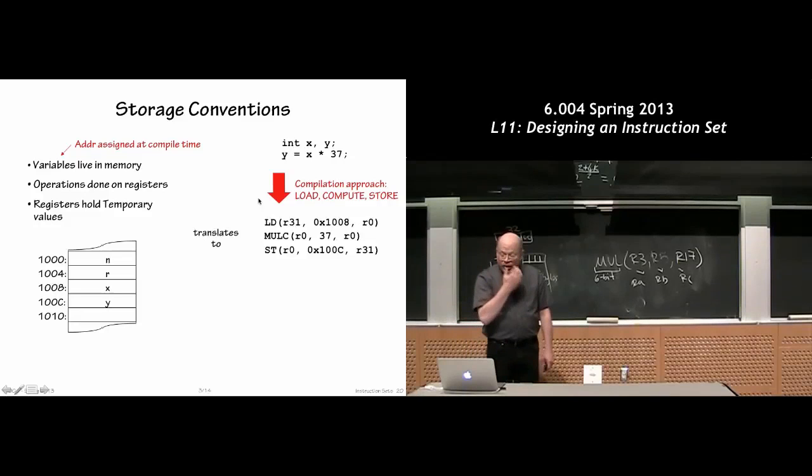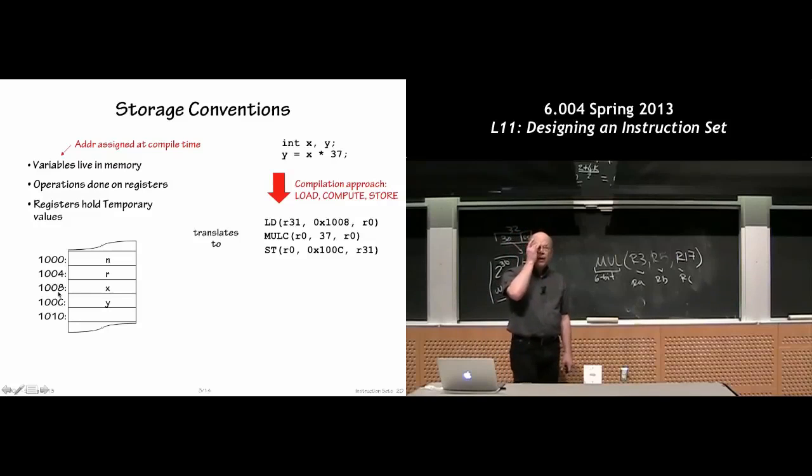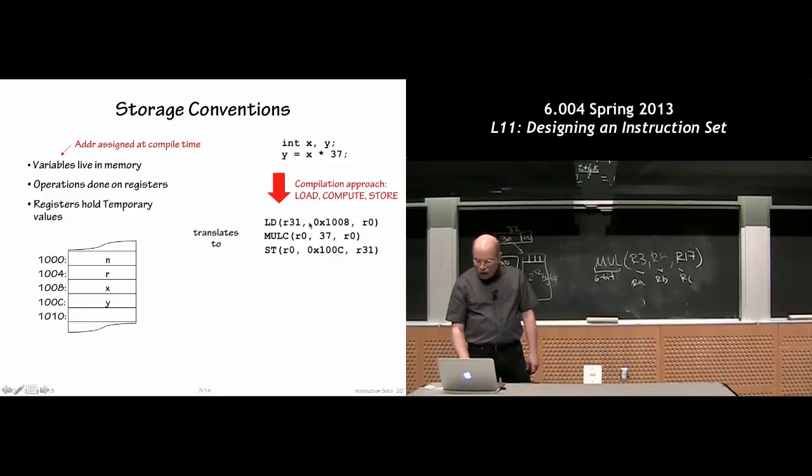So the way we do our storage conventions is that when we have variables in our C program, here's x and y, we just allocate 32-bit words for them. So if we have a little program that has variables n, r, x, and y in it, what we do is allocate specific memory locations. And here you can see x was stuck in the memory location whose address was hex 1008. These are all hex numbers here.